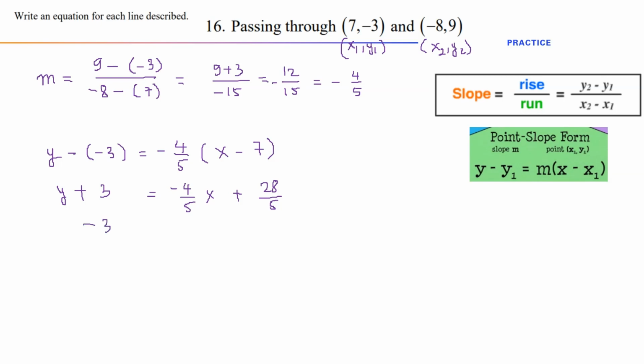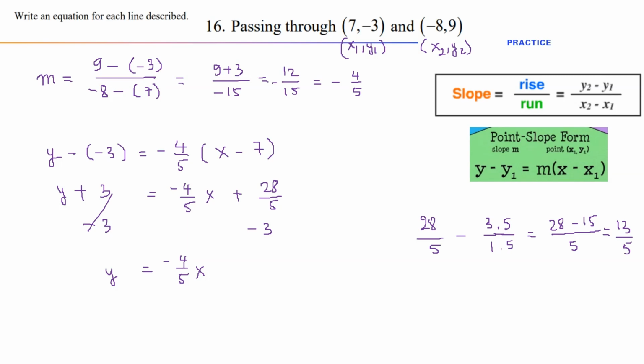Now we subtract 3 from both sides. We have y equal negative 4 over 5x, and then we have 28 over 5. We subtract 3 over 1, and we know that the common denominator is 5. That's the least common denominator. So now they have the same denominator. We have 28 minus 15. That equals 13 over 5. So we plug in here 13 over 5.